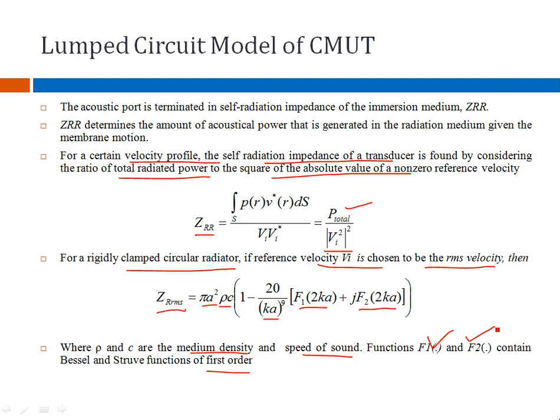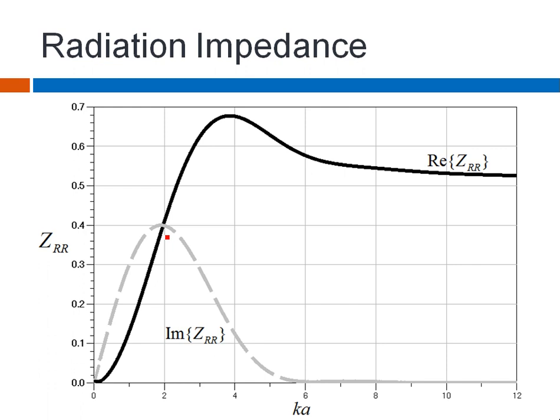Here is a plot of radiation resistance of a circular piston radiator having aperture size A, and this is a normalized radiation resistance, which shows the real part as a function of frequency, and then an imaginary part, which is reactive, and it's just there to facilitate the propagation of sound in the medium. The real part represents how much real power has been coupled to the radiating medium, and you can see this resistance or impedance is a non-linear function of frequency. It's not a linear resistance.